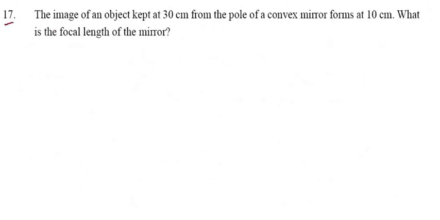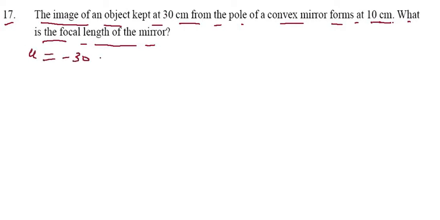Now come to the 17th question. The image of an object kept at 30 centimeters from the pole of a convex mirror forms at 10 centimeter. What is the focal length of the mirror? Once again, the image of an object kept at 30 centimeter. So that is u is equal to minus 30 centimeter, and the image is formed at 10 centimeter. So we can say v is equal to 10 centimeter. Now the formula is 1 upon f is equal to 1 upon v plus 1 upon u. It is for mirror.